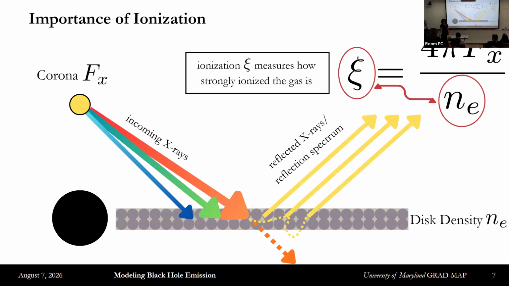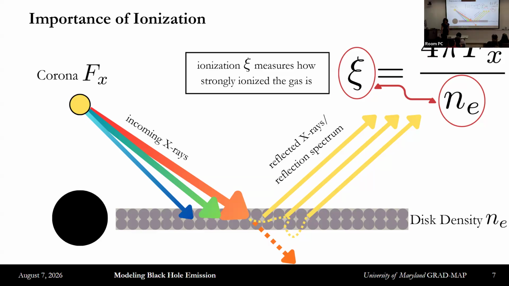The photons hitting the disk can cause ionization to occur through absorption. Ionization, ξ, measures how strongly ionized the gas is, and ions relate to how many electrons an atom has lost. Ionization becomes important as it directly relates to disk density. If we were to keep the corona flux constant, then the more dense our disk is, the less ionization will occur. And vice versa. Those two variables are inversely related.